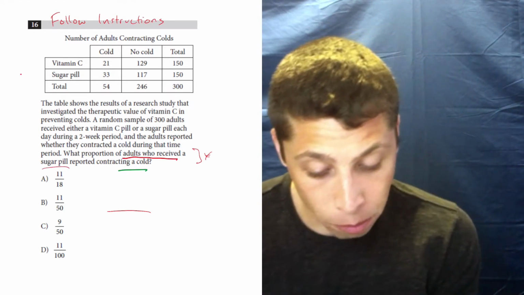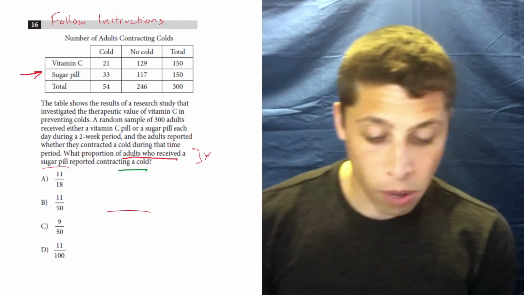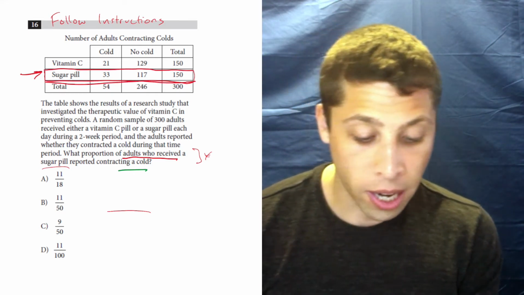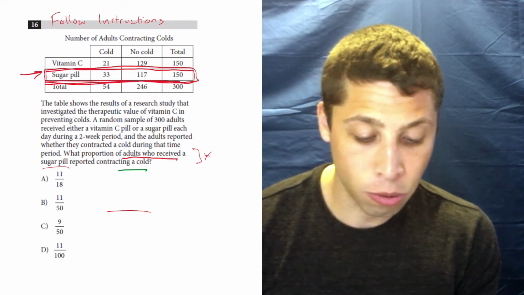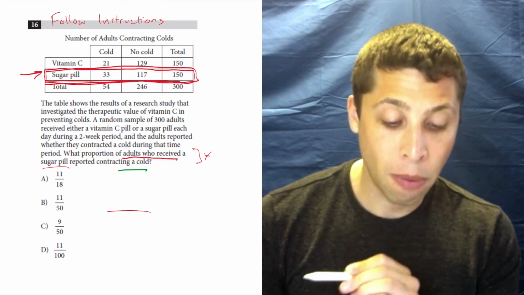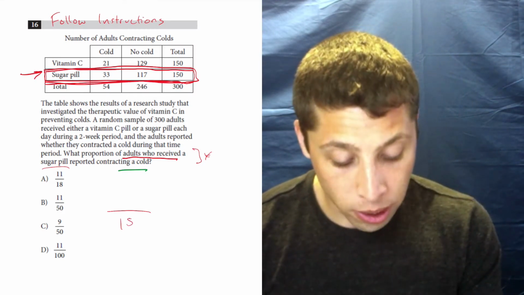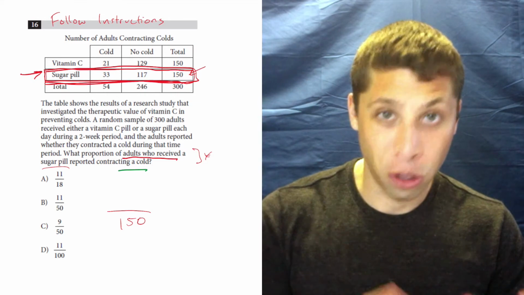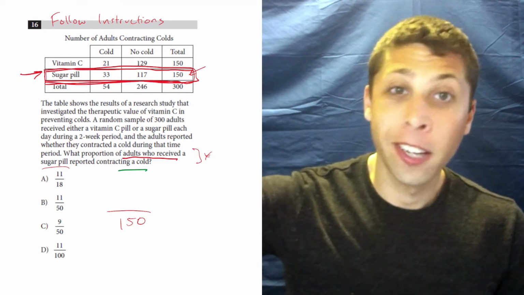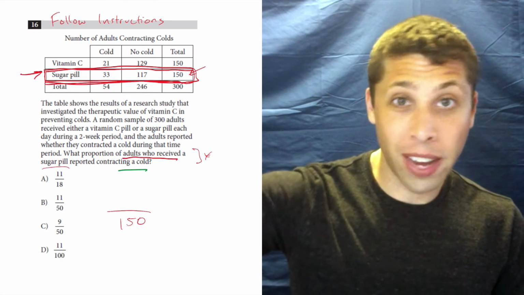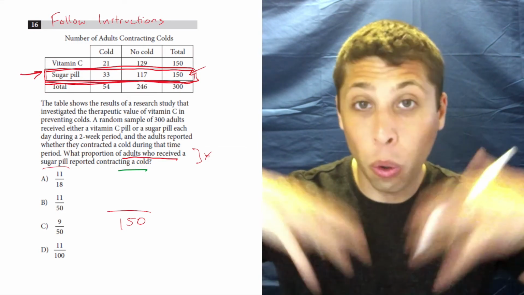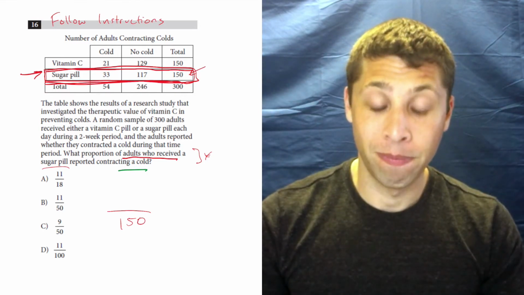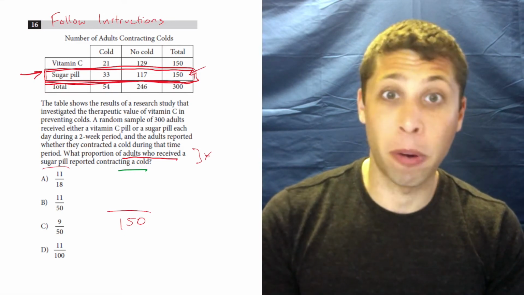Okay, so the sugar pill is right here. I don't care about all of the adults. I only care about the adults who received the sugar pill. So I'm only looking at the 150 adults who received the sugar pill. I don't care about the other 150 who received a vitamin C pill. I don't care about the whole 300 that we asked. I only care about this slice of the chart. So that's the bottom. That's usually the part that people mess up.